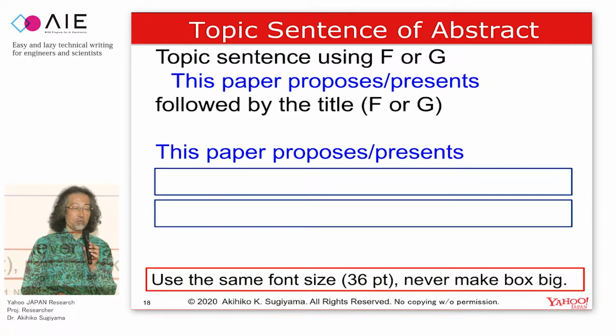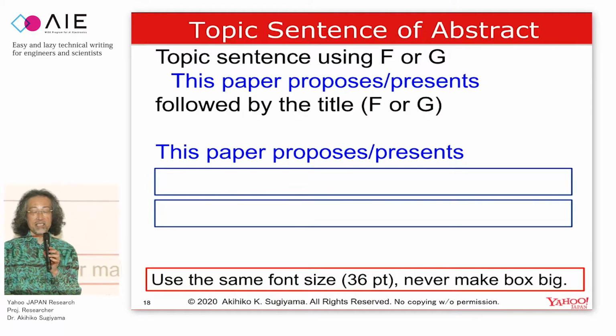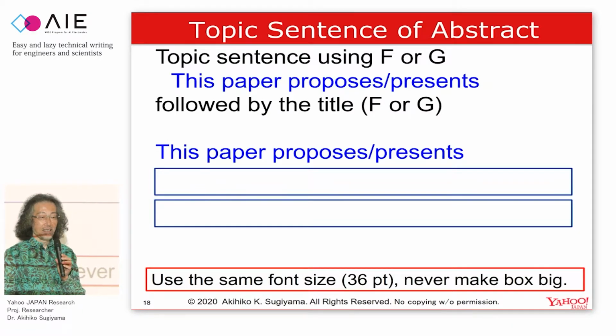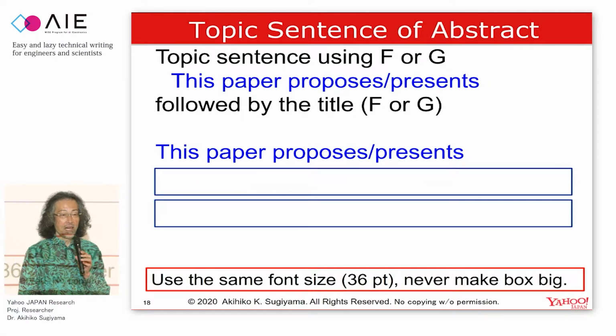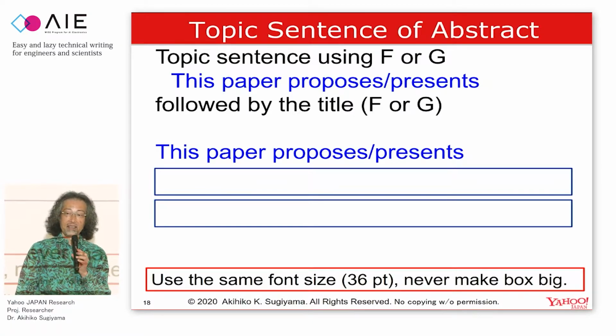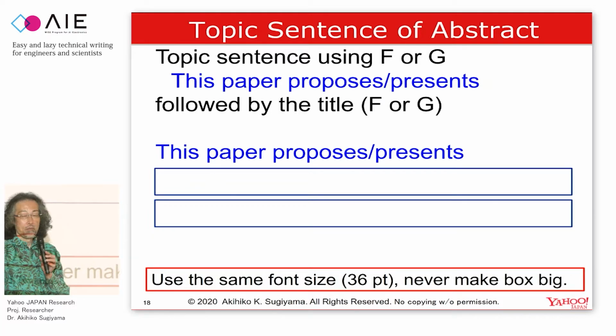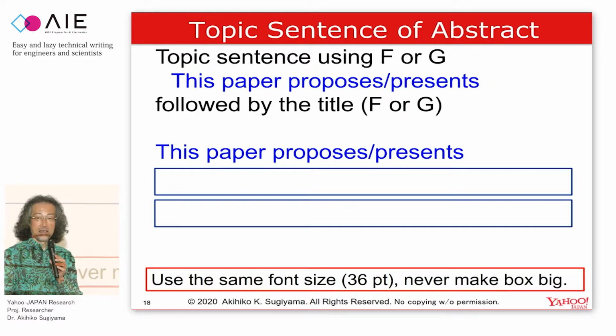And sometimes you are not proposing. For example, when you are writing a paper to tell the evaluation results, you are actually not proposing something new. However, you are showing something new. In that case, it is recommended to use present as the verb instead of propose.